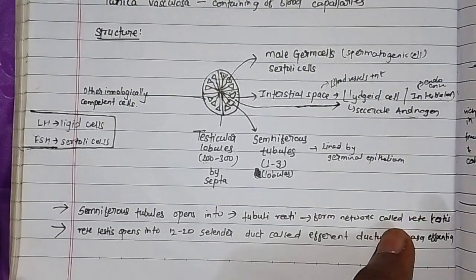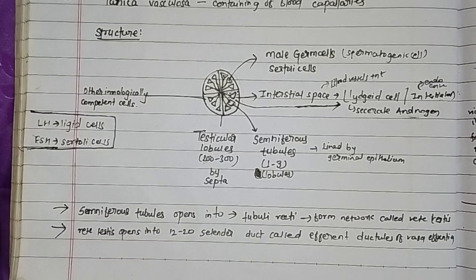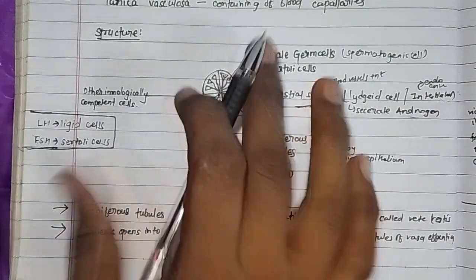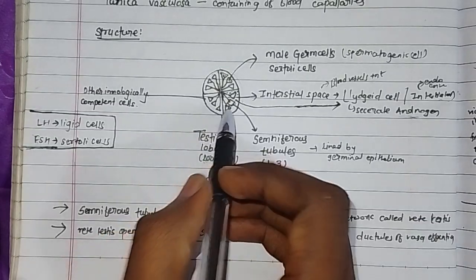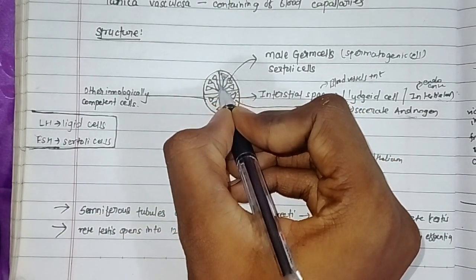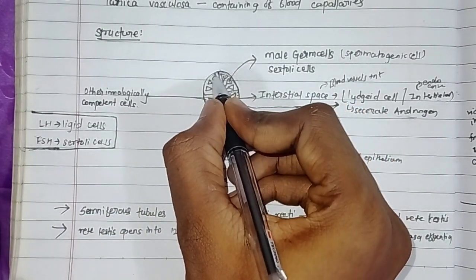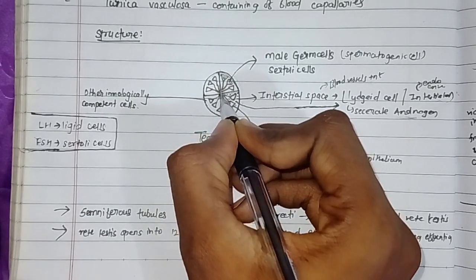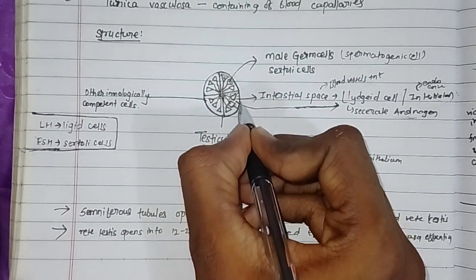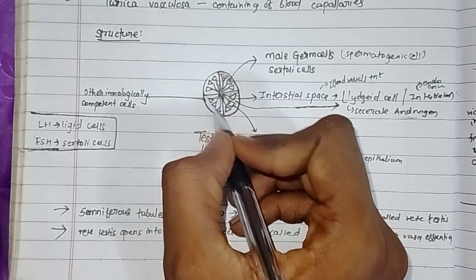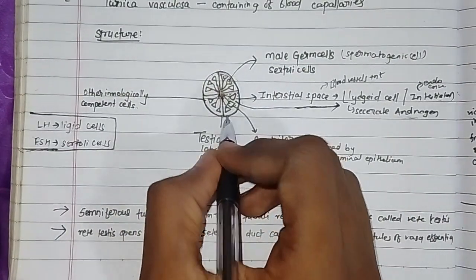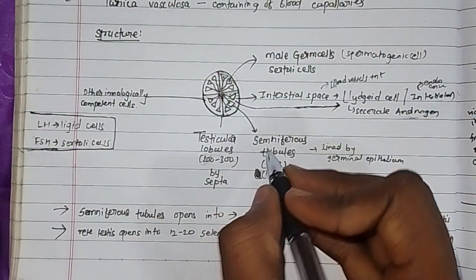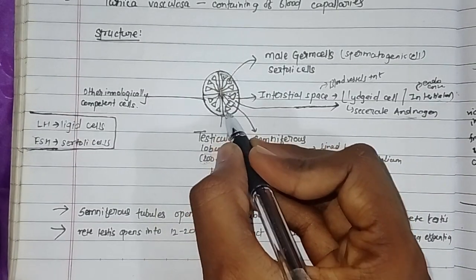So now let's talk about the structure. This is not the correct diagram, just a conceptual diagram I have made for better understanding, so let's take it like this. I made 4 lobules, which are basically the testicular lobules. They are present in 200 to 300 in number, but here we have made just 4. And you can see there are some projections over there.